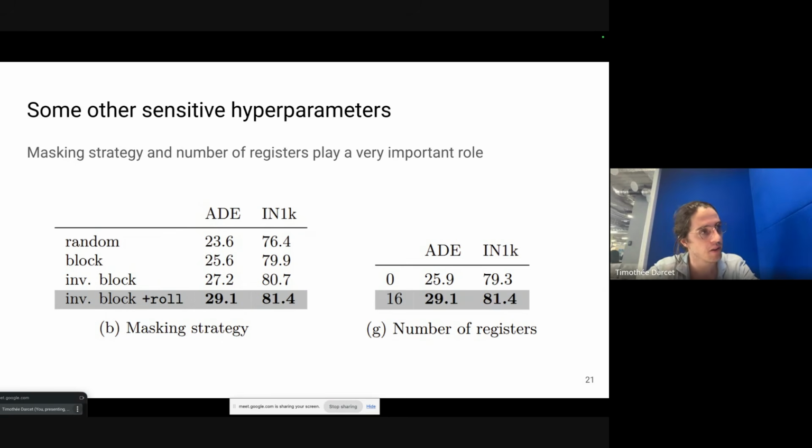I think the point is that registers reduce the amount of artifacts that you can see in the feature maps. And in a CAPI-like training, in a latent masked modeling training, the artifacts in the feature maps are not just annoying downstream. There is also noise in the training process, because again, these feature maps are what you use as a target in your training process.